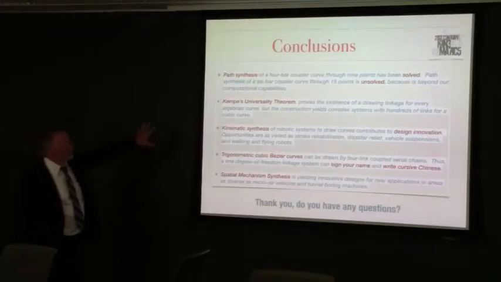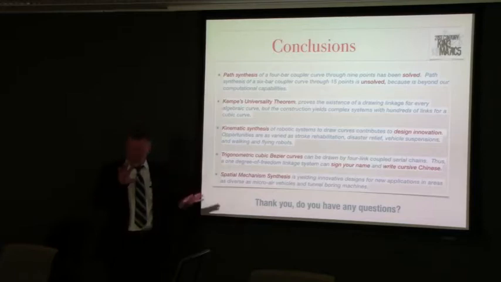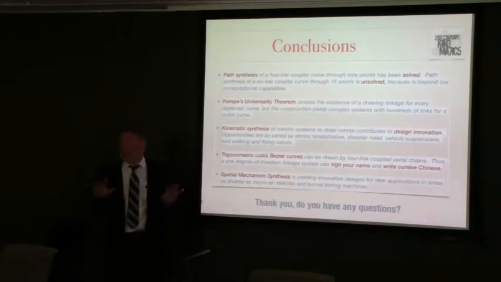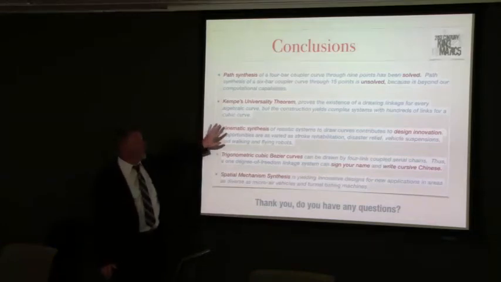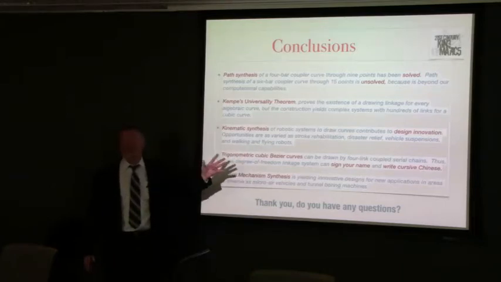Path synthesis. So these are mechanisms that draw an arbitrary path. There are these two classic ways of doing it. They both have limitations, but we're making good progress. Kinematic synthesis of robotic systems, I think, provides us some versatility in terms of the kinds of devices that we can build and use.